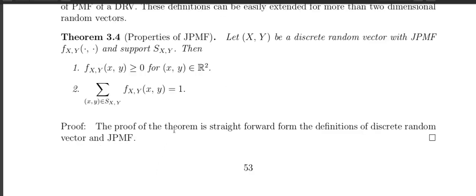Property of joint PMF. Again, it is very similar. For the PMF, the two main properties were that the PMF is always greater than or equal to 0, and if I take the summation of the PMF over the support, it turns out to be 1. The similar thing is true here. In this case, the PMF is greater than or equal to 0 for all points in R square, and the summation of the PMF is equal to 1. These things are very straightforward extensions of the one-dimensional random variable. Once you understand the one-dimensional random variables, the extension is very straightforward.